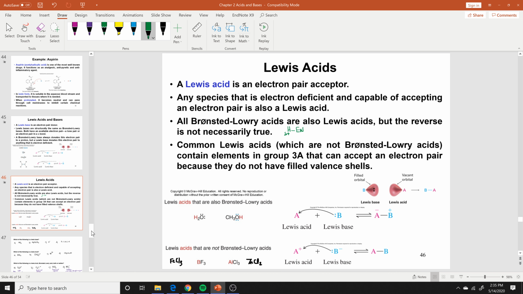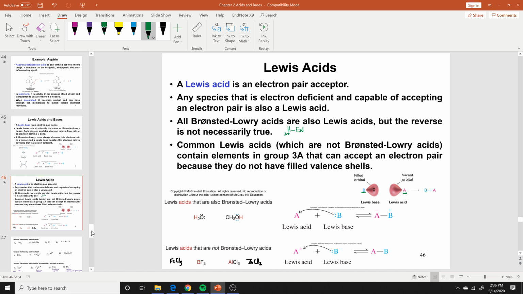With respect to the Lewis acid, we don't talk about hydrogens anymore. We talk about an electron pair acceptor. We talk about basically acids that are electron deficient. This is what we talk about. So we talk about an acid, say A, that has an empty p orbital. So instead of having a hydrogen with a partial positive charge, you have an acid that has an empty p orbital that can accept electrons from the base.